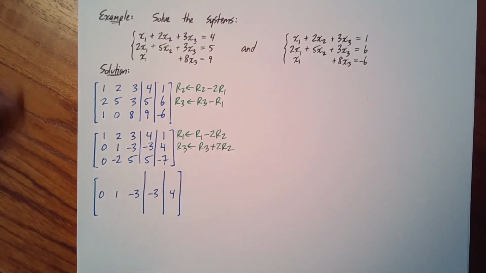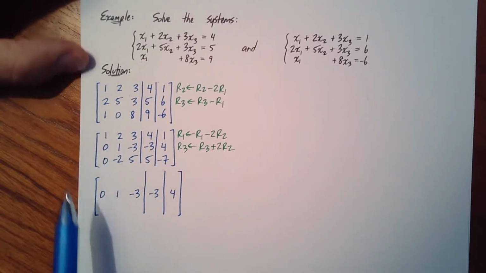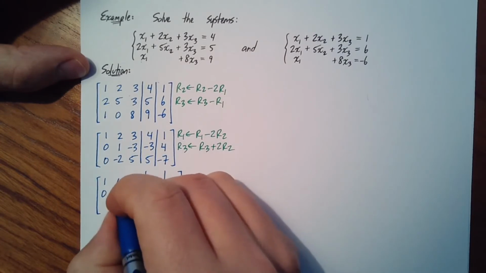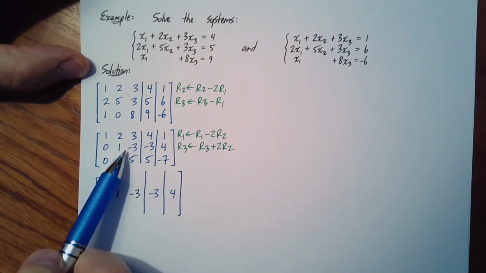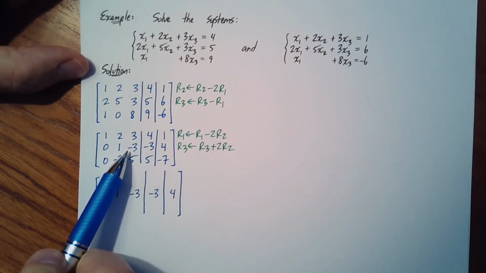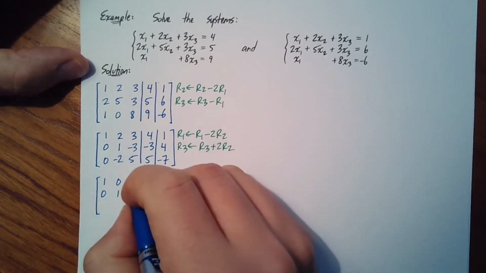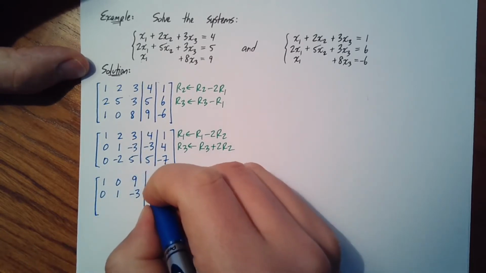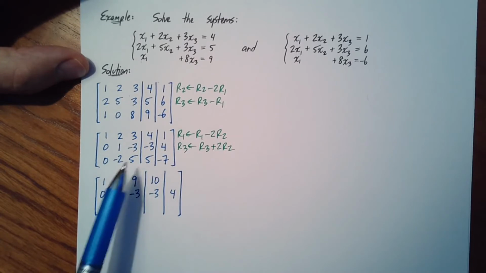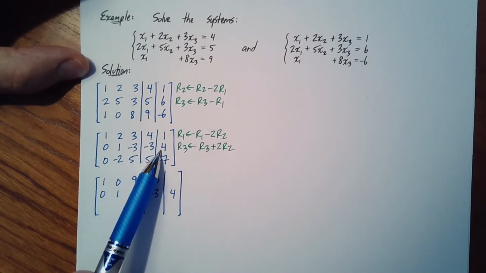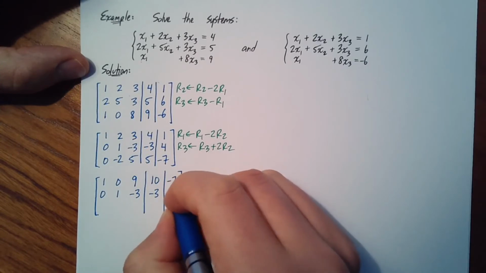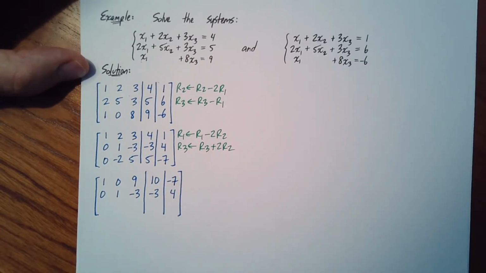Okay, so let's fill this in. For row 1, 1 minus 2 times 0 will still be 1. 2 minus 2 times 1 is going to be 0. We've got now 3 minus 2 times negative 3, that's 3 plus 6, which is going to be positive 9. Now we've got 4 minus 2 times negative 3, that's 4 plus 6, which is going to be 10. And then over here, we've got 1 minus 2 times 4, which is going to be 1 minus 8, which is negative 7. So that's your first row there.